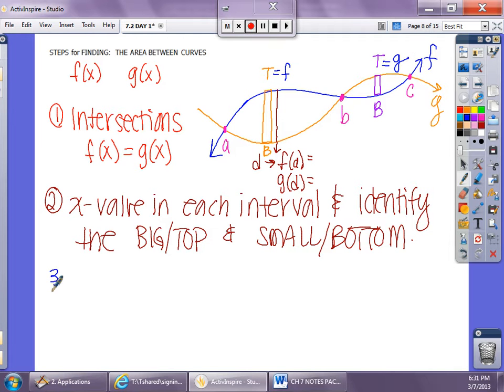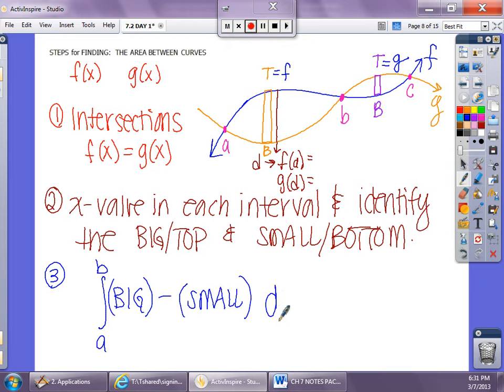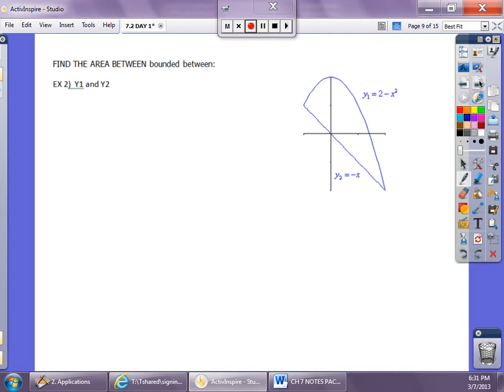Step 3, you're going to put that into your integrals, which are the big function minus the small function. In this case it's the dx problem, because dx problems have rectangles that have top and bottom. That's a dx rectangle. All right, so given those steps, let's do a problem.